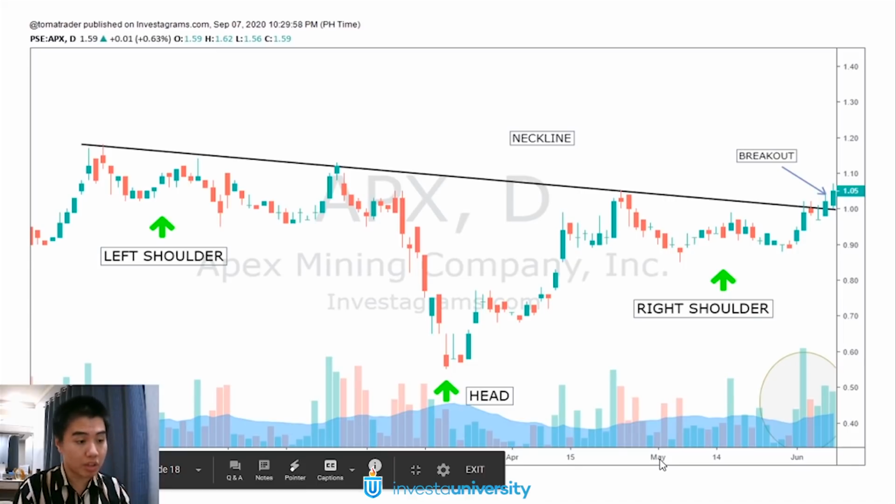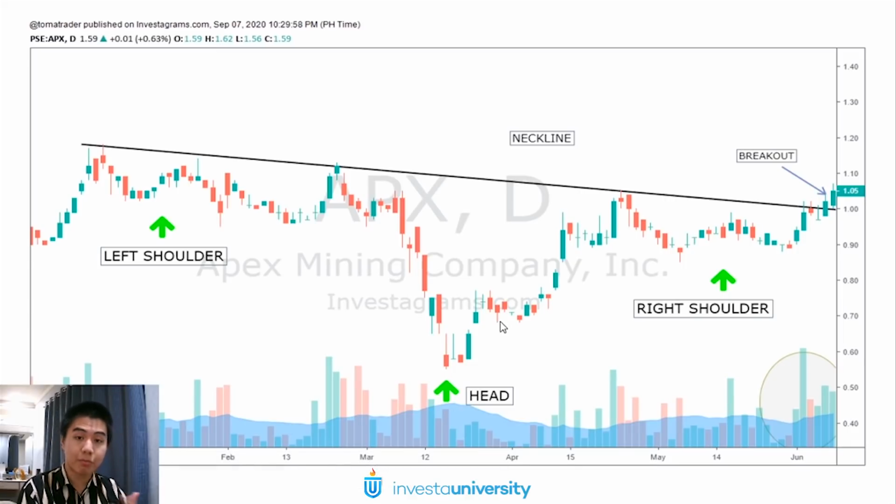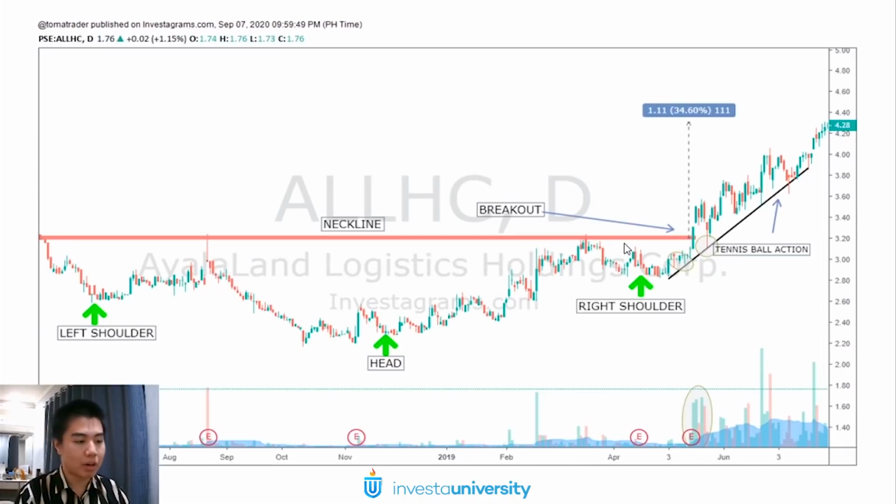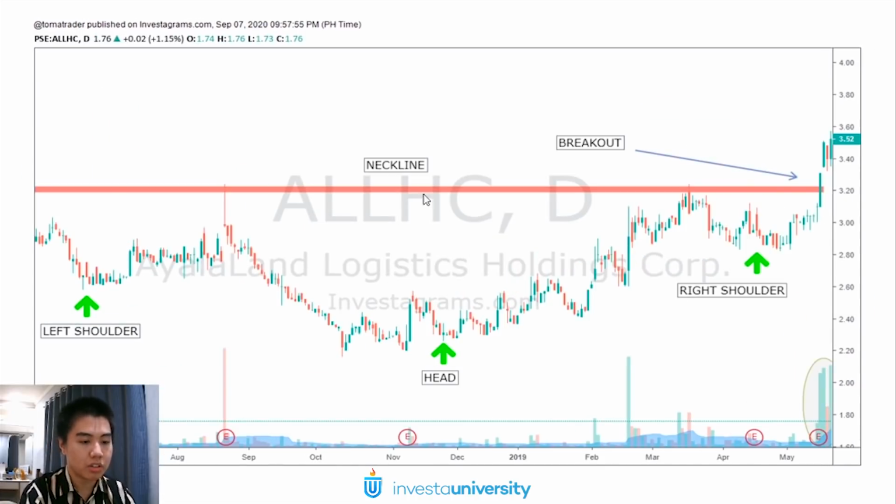But what happened was, because there was demand for the stock and because there were institutional people supporting it, right, it didn't make another lower low. It didn't go below 0.50. It made a higher low at the right shoulder. So that's what I'm talking about. And then it broke out.